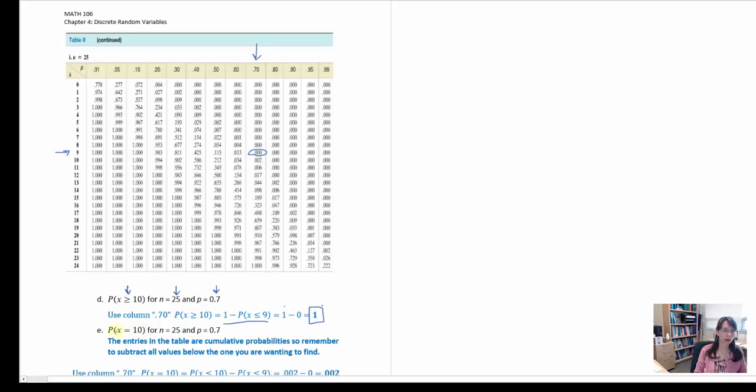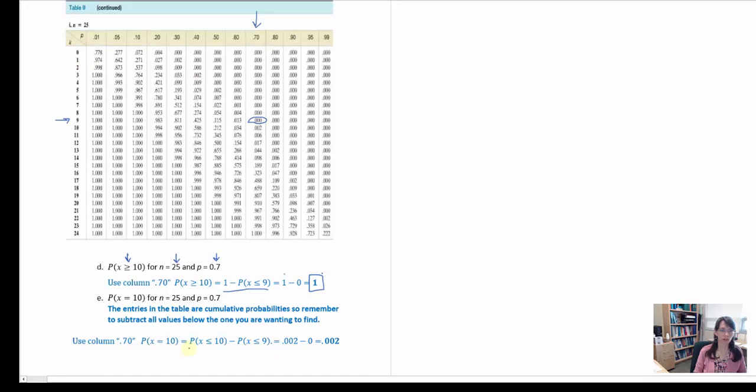We only want values exactly equal to 10. So the entries in the table are cumulative probabilities. So remember to subtract all values below the one you want to find. First, find the value of the probability of less or equal to 10, and then subtract all the values below that. That would be the probability of x less or equal to 9.